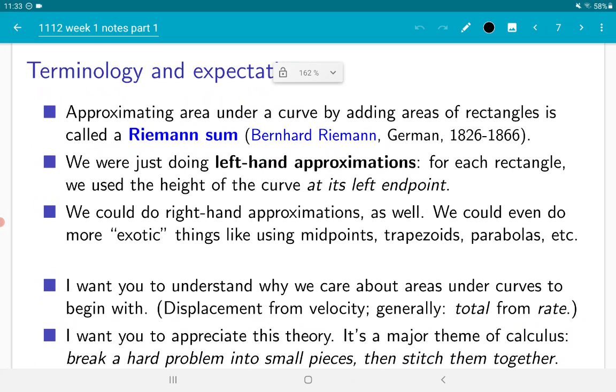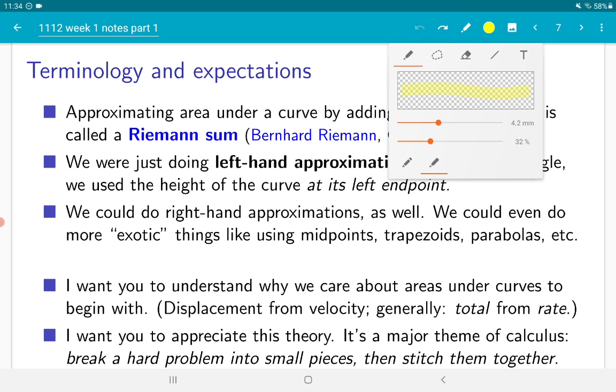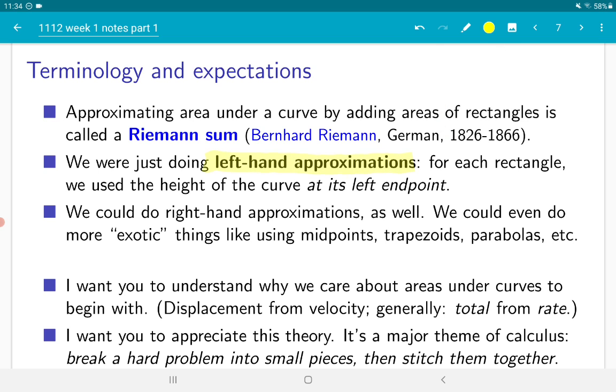But this idea of approximating the area under a curve by adding up areas of rectangles, that's called a Riemann sum, named after a German mathematician from the 19th century named Bernhard Riemann. One of the greatest mathematicians in history. And we were really technically just doing what's called left-hand approximations, in the sense that for each rectangle, we were looking at the left-hand side and going up to the height of the curve at that point, and that was telling us the height of each rectangle.